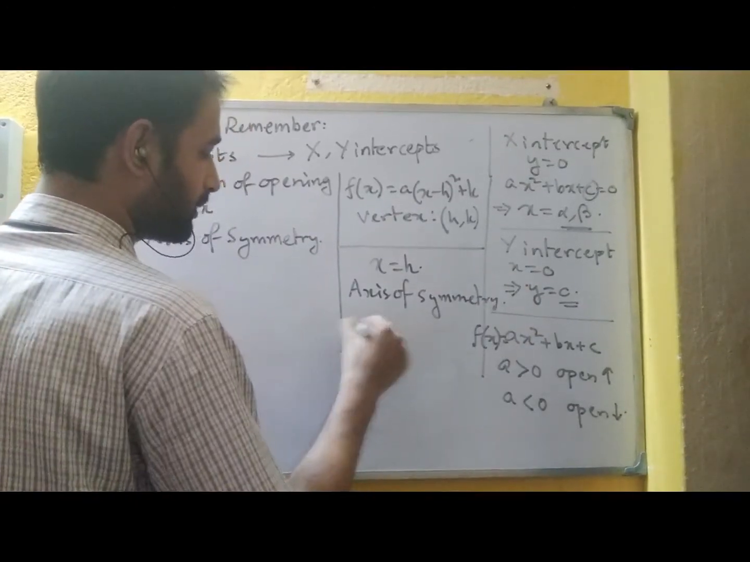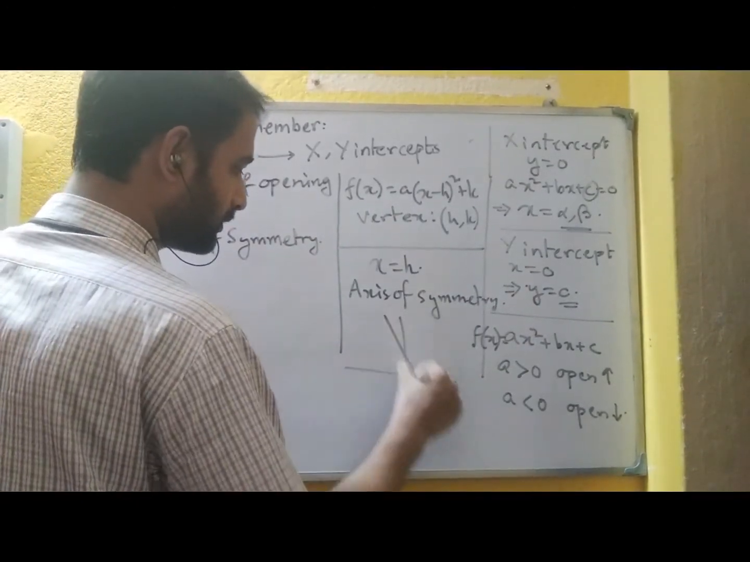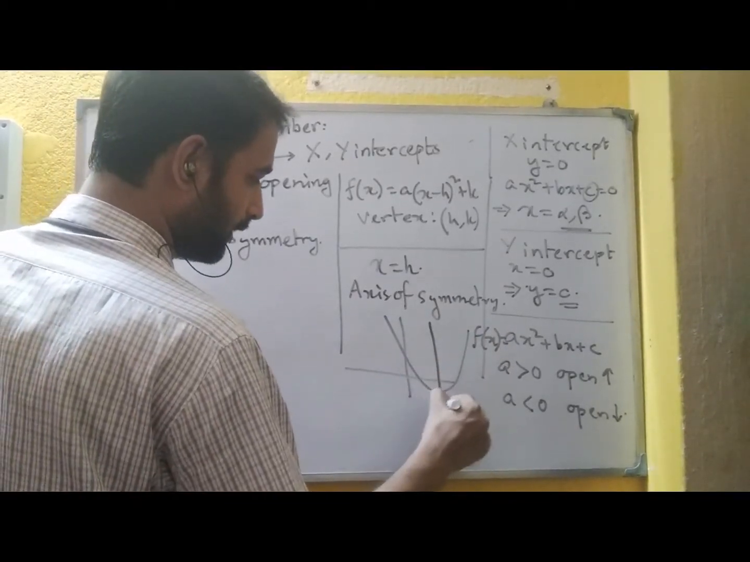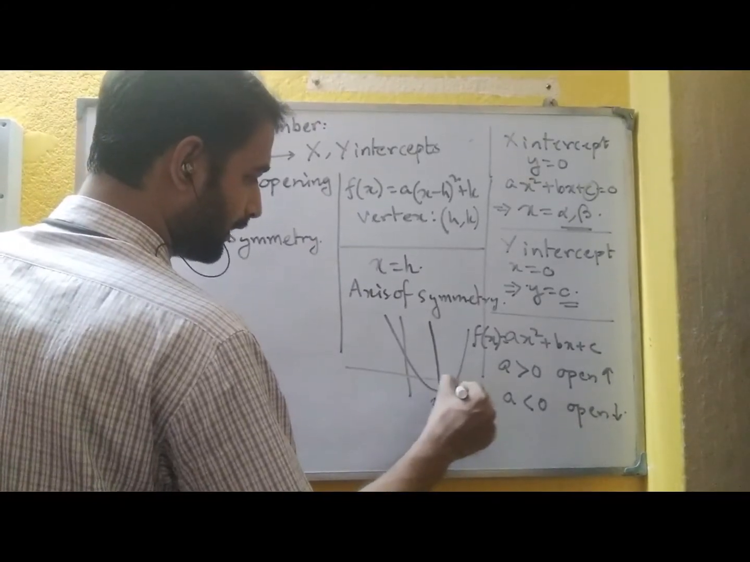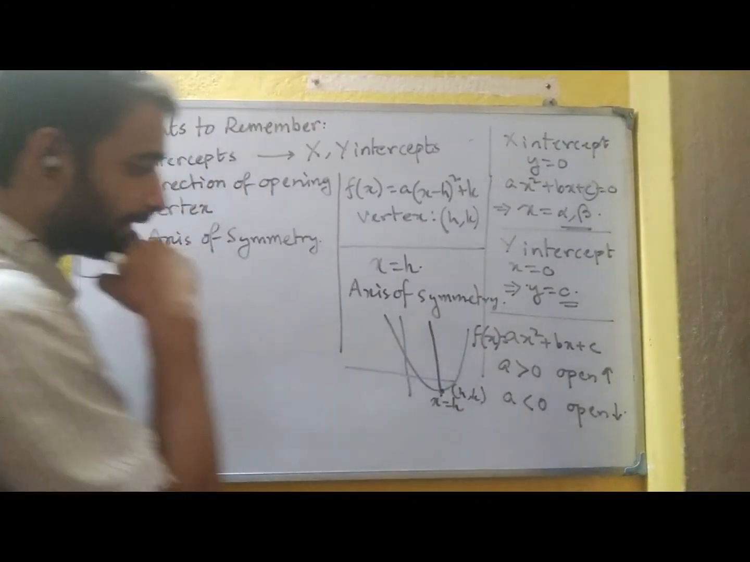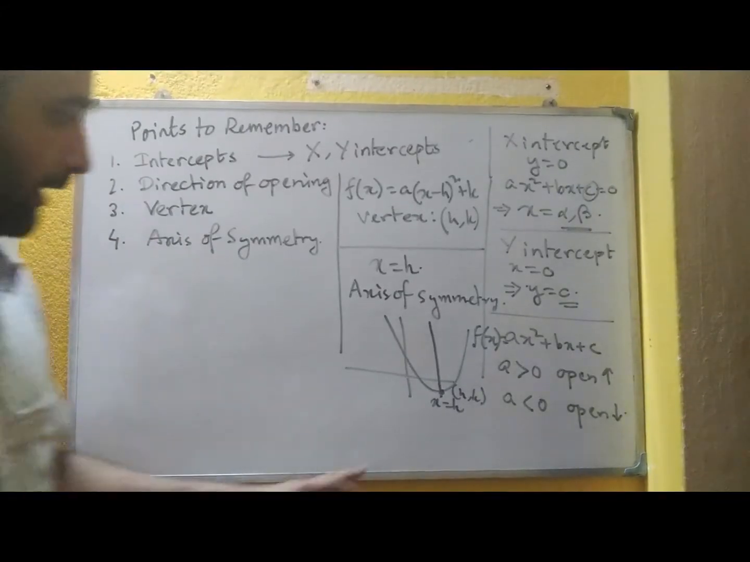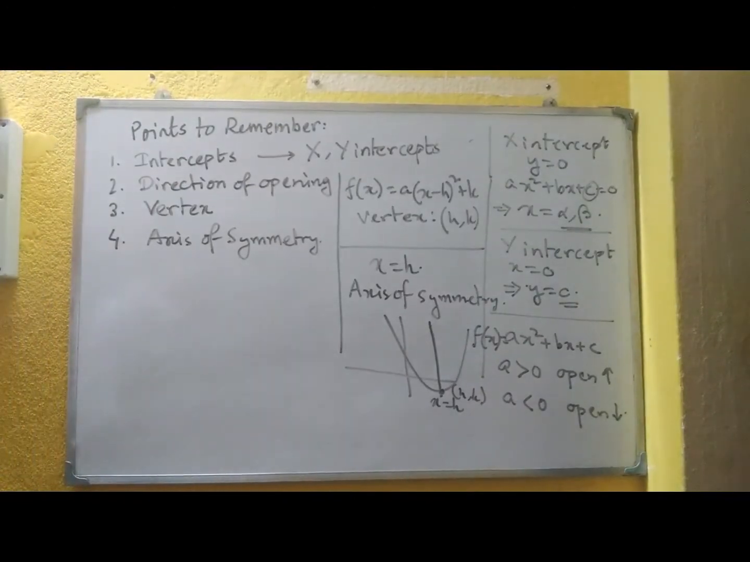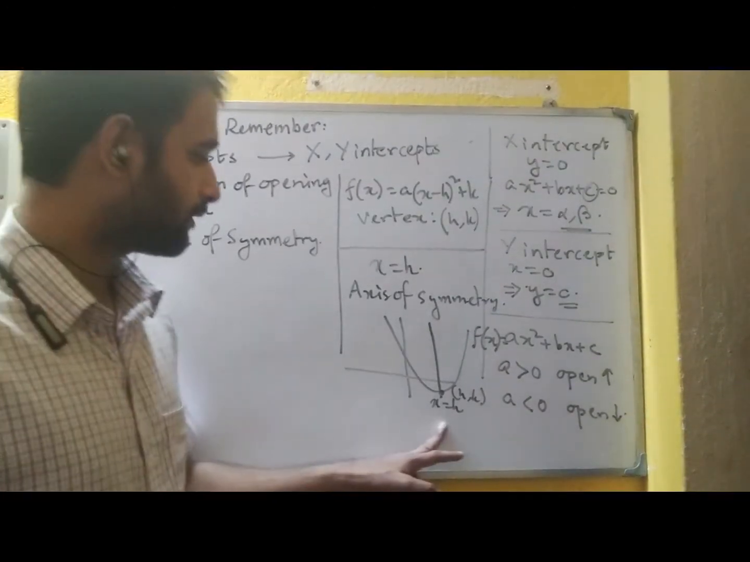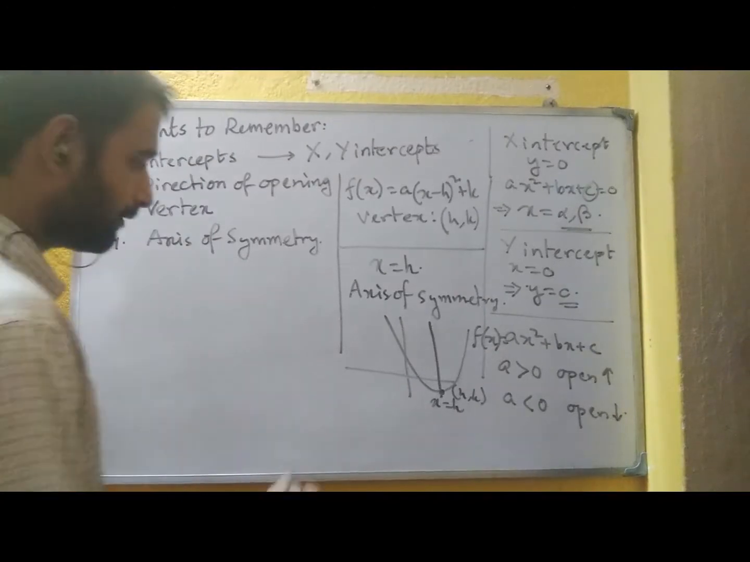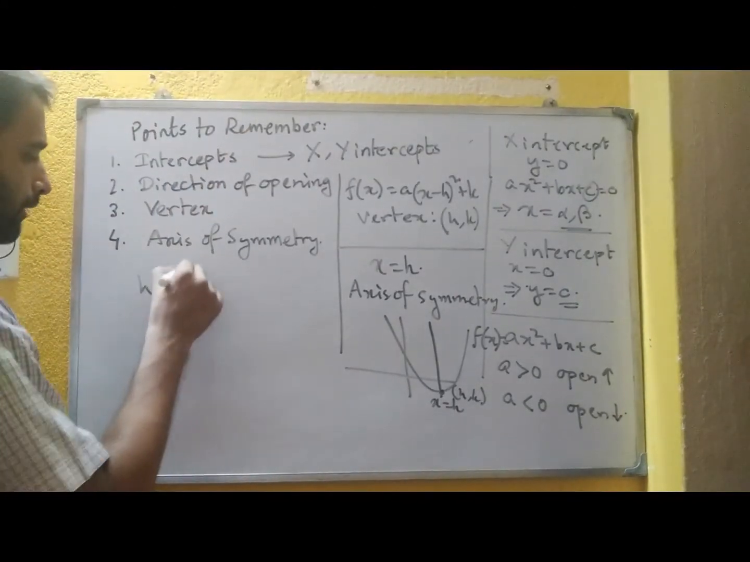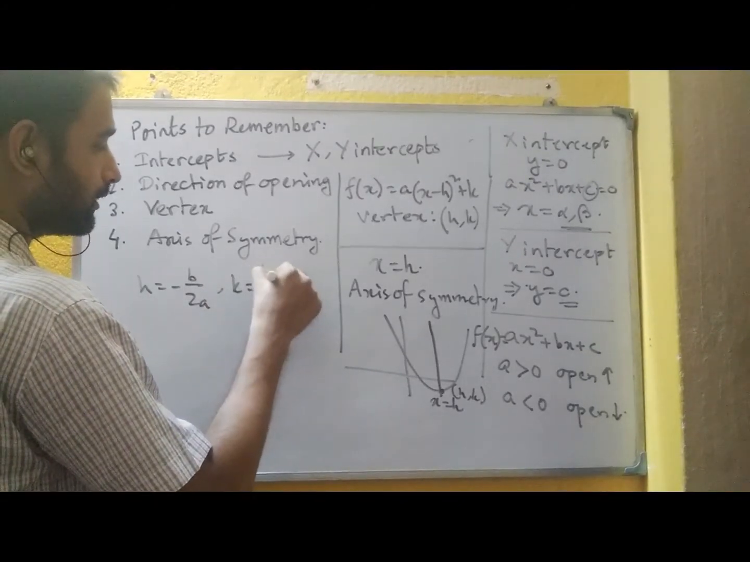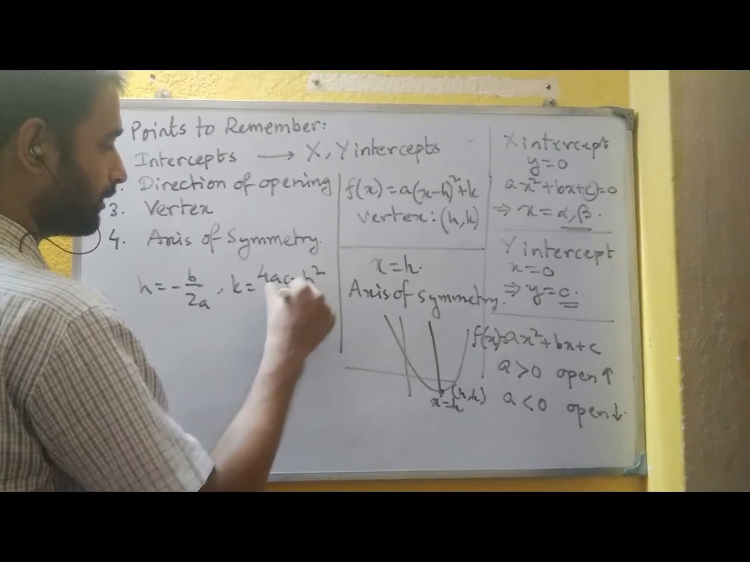Because the expression, the graph will be like this. Suppose the graph is like this, then you will see the line x equals h will be here. This point here is h comma k. So clearly the x coordinate will be h, and the line passing through this vertex, which is parallel to the y-axis, is called the axis of symmetry, and it has the equation x equals h, where h equals minus b by 2a, and k equals 4ac minus b square by 4a.